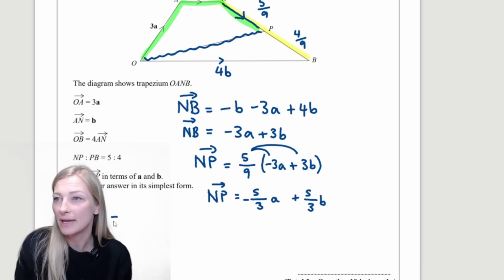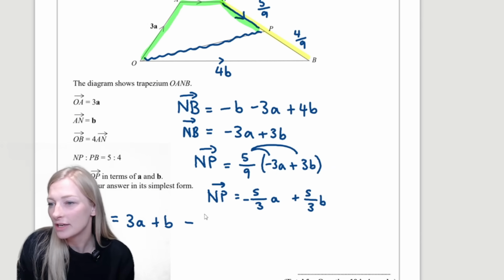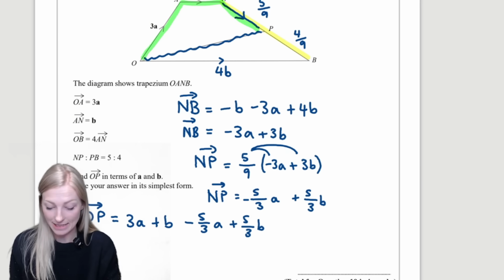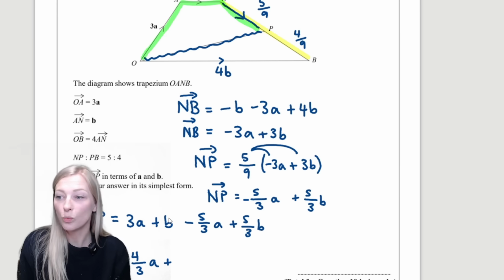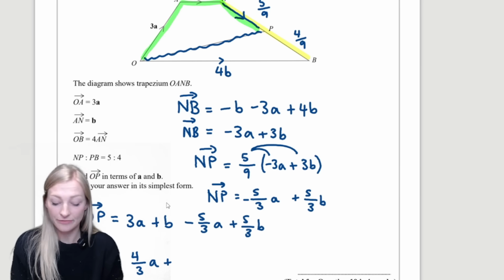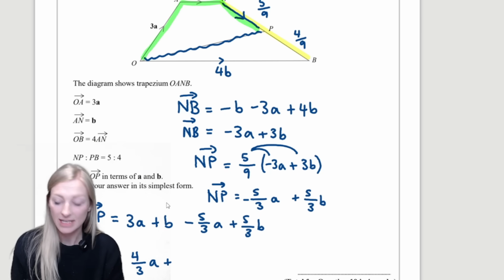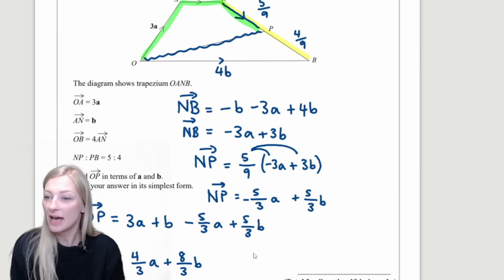So we're going to go O to P is 3A, add B, minus 5/3 A, add 5/3 B. And now we just need to simplify that. So 3 take away 5/3 leaves me with 4/3 A, and 1 whole B, add 5/3 of B. 1 add 5/3 is 8/3. So add 8/3 B. That would be my answer.